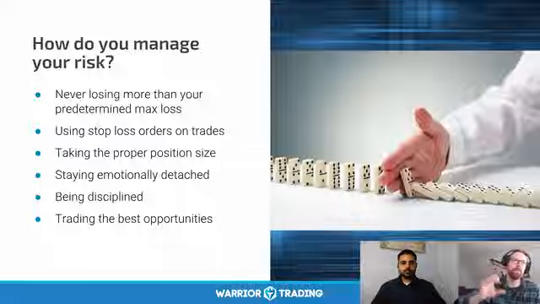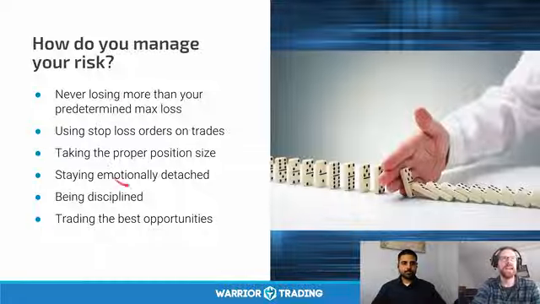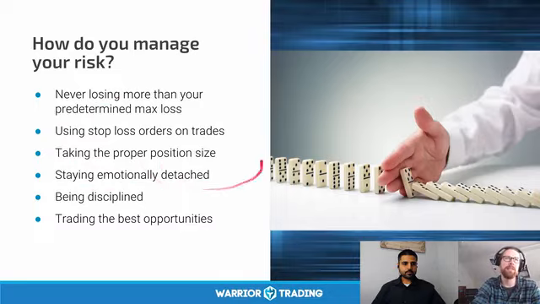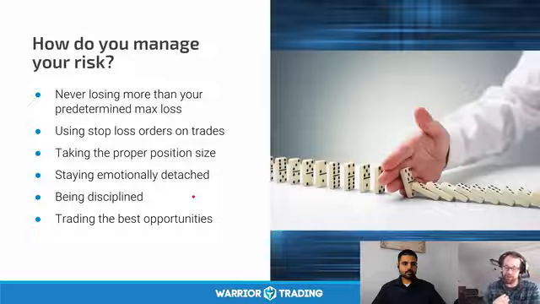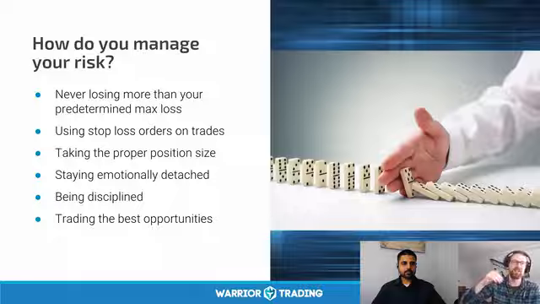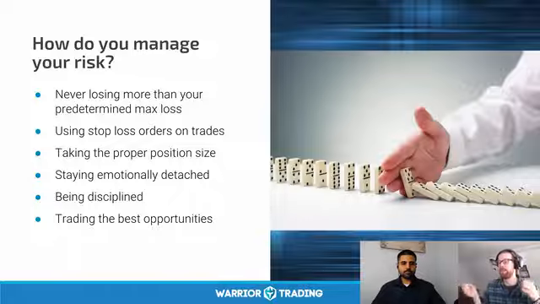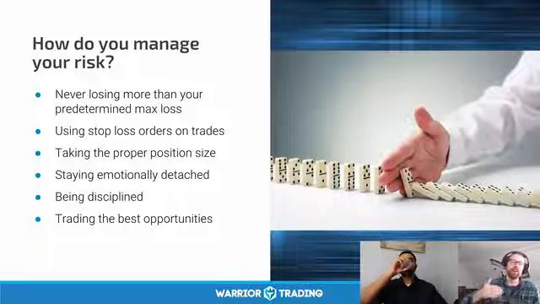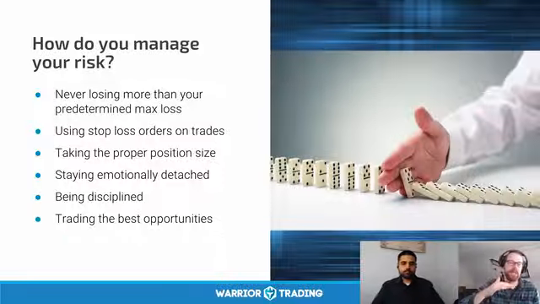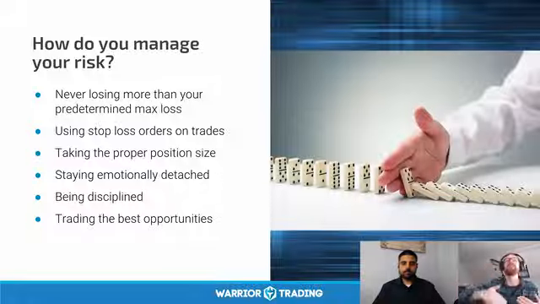It's about the ratio. Now, staying emotionally detached and taking the proper position size are kind of one and the same, because one of the things that I've found is that when I start taking bigger position sizes, the emotions start to flare up because more money is on the line. So you start to feel more pressure, more stress. If this goes wrong, it's going to be a big loss. It's going to be really hard for me to bounce back from it. And so as a beginner trader, starting with smaller position sizes is really important. And that way you can kind of condition yourself to stay detached.